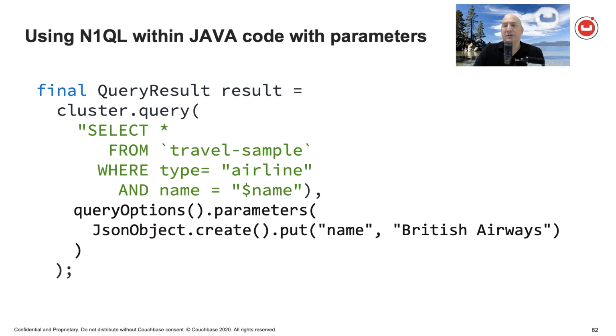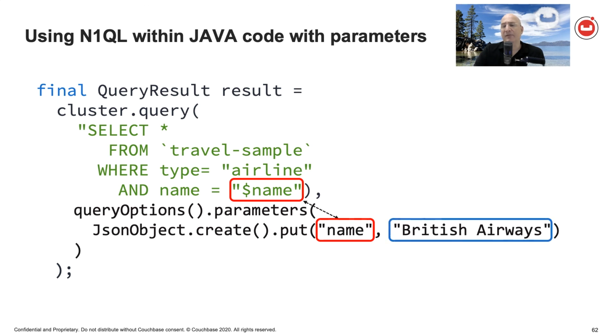To use parameters, you need to put placeholders within your code with a dollar prefix. In this example, we use a placeholder called $name. The query method accepts a second parameter of the class QueryOptions. Among these options is binding parameters to your query. You need to supply a JSON object that holds the parameters that match the placeholder names. The placeholder $name will be replaced by the value that you specify, which in this case is British Airways.